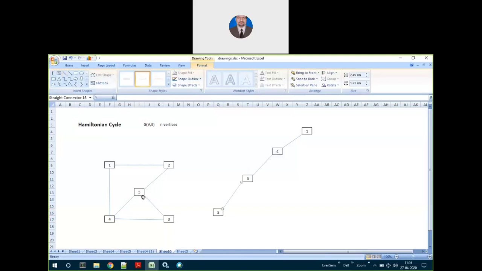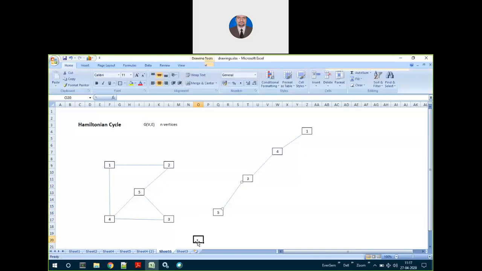Now from 5, where I can go? From 5 I can go to 4, 3. But 4 and 3 are already visited. So I should not visit those two vertices once again. So where else I can go from 5? From 5 I can go to vertex number 2. So this 2 I will choose now. So here I will be visiting 2, that is from 5 to 2. So let me draw the edge between them. So 5 to 2 I will visit.